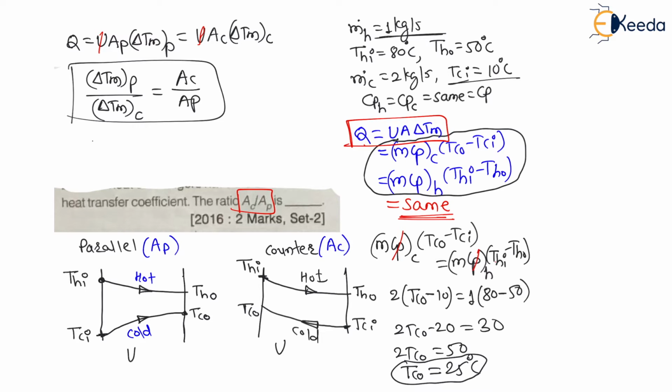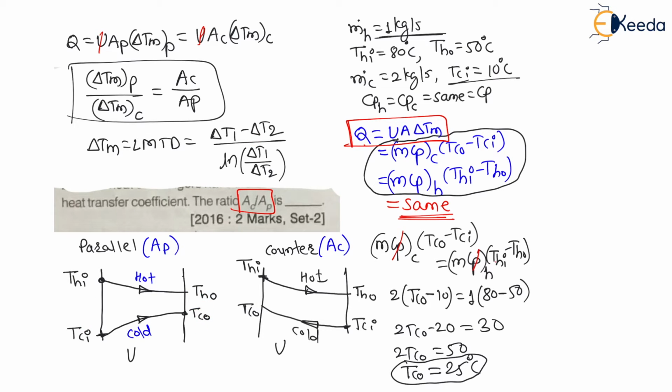Now here this delta Tm is nothing but the logarithmic mean temperature difference, which is delta T1 minus delta T2 divided by ln of delta T1 divided by delta T2, right? And my dear students, this delta T1 is nothing but, for this type of flow, the left side temperature difference, and delta T2 is the right side temperature difference, right?